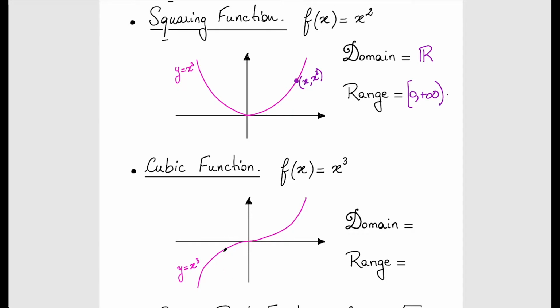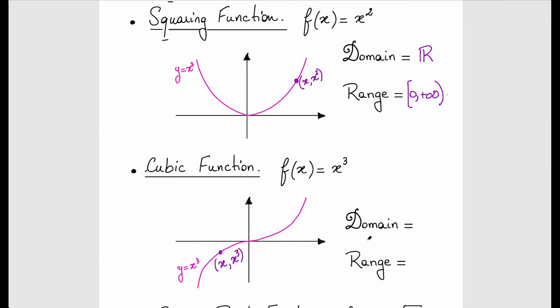And recall that any point on this graph looks like, as usual, x comma f of x, but f of x here is x cubed. So x comma x cubed is on this graph, right? For example, 2 comma 8 is on the graph. 5 comma 125 is on the graph, negative 5 comma negative 125 is on the graph, and so on.